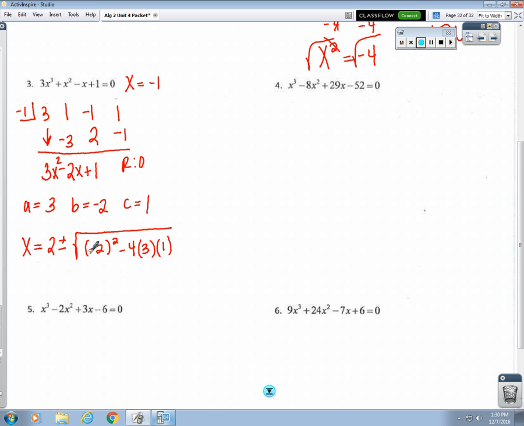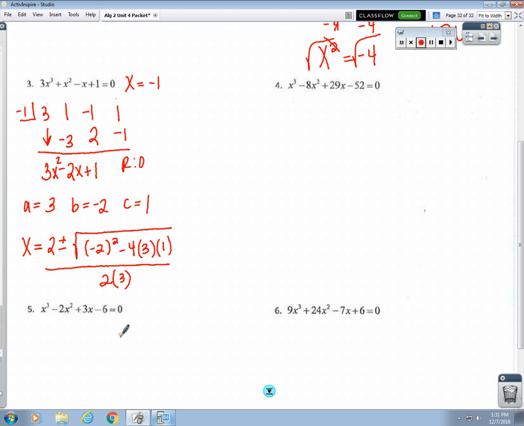You need to put parentheses around every number that you are filling in for a, b, and c. Except maybe this one. That one's not as important. But anything that you're plugging in for, you need to put parentheses around it. And then all over 2 times a, which is 2 times 3.